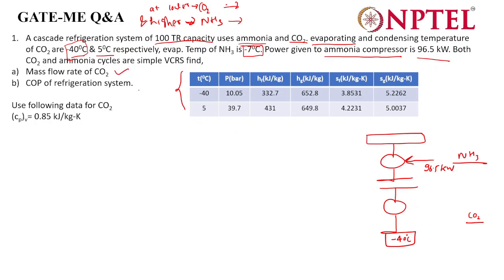So the mass flow rate of CO2 we have to find, and the COP of the whole refrigeration system we have to find. So will you try or should I start? If you want to try, then I can give 2 minutes and then I will start. Okay, so I will wait 2 minutes and then start. Just make a simple VCRS and try to find it. And I will give one hint: try taking the CO2 system first and then start.